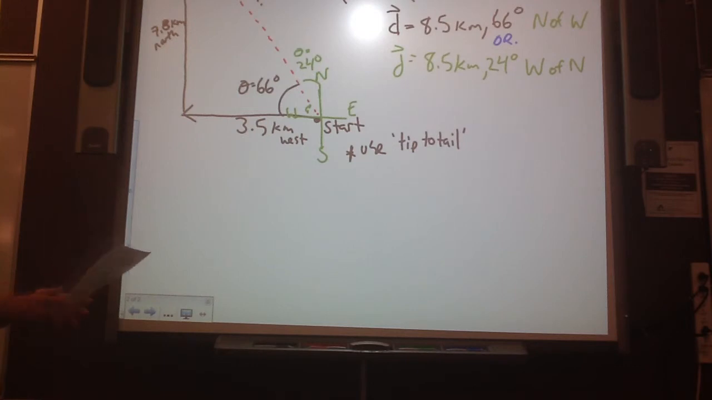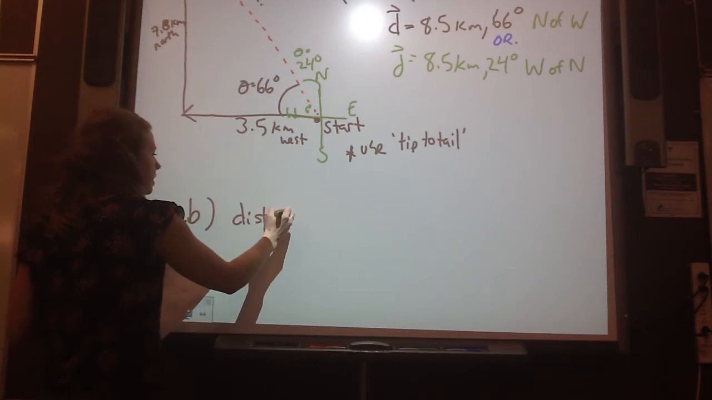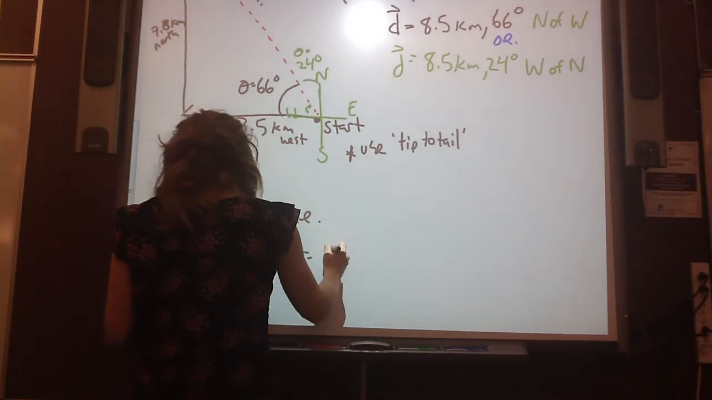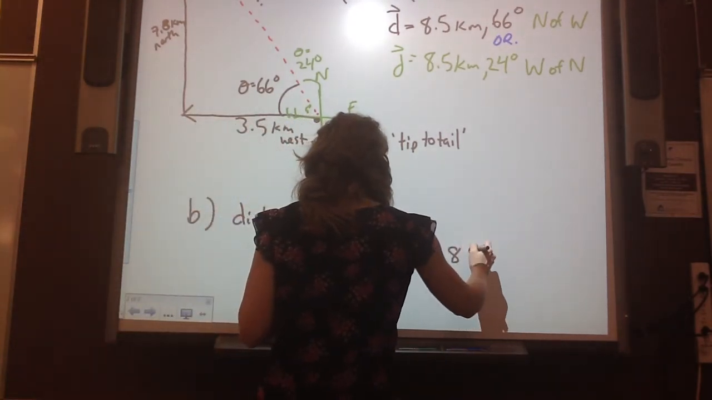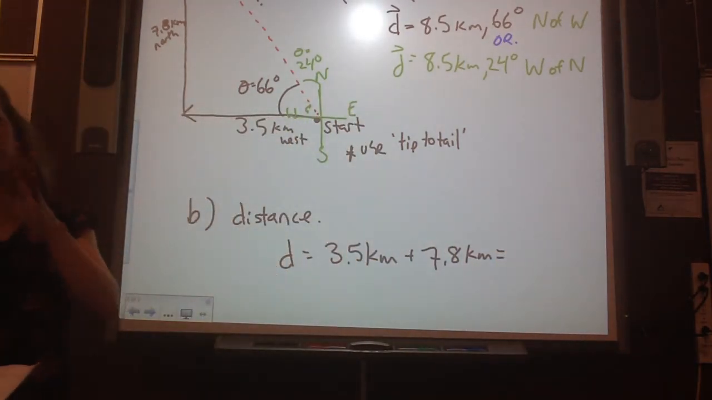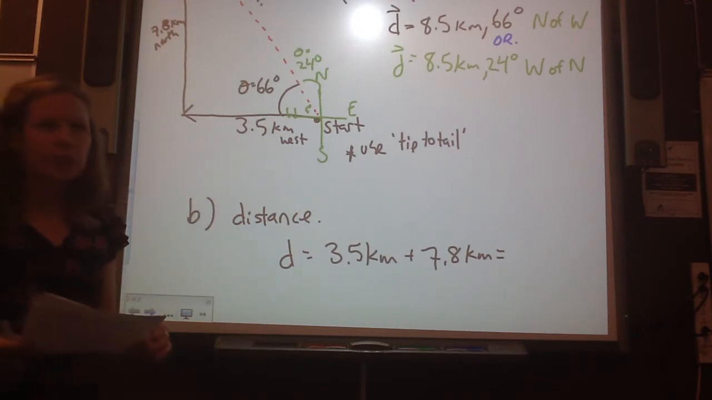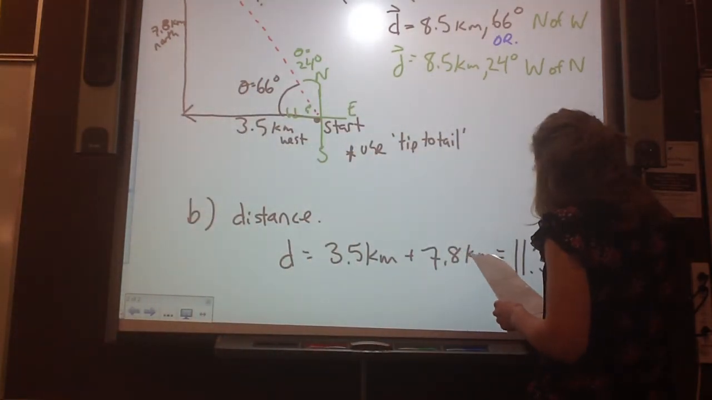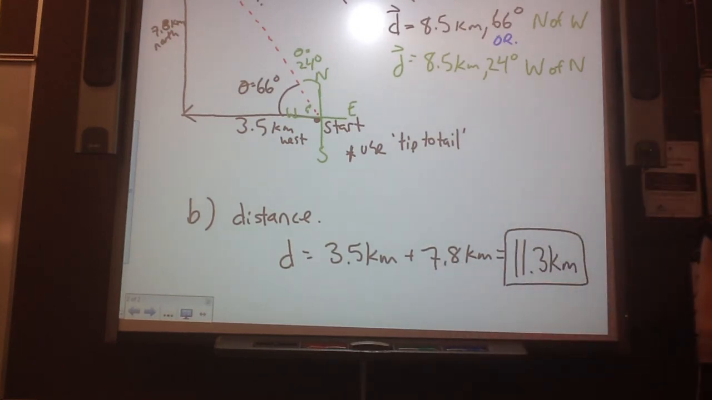Okay, so that was part A. Part B asks, what is your total distance? Well, distance is a scalar quantity, so I just add up 3.5 kilometers plus 7.8 kilometers. Because this is not the shortest route, this is your distance. How far did you physically travel? No direction, nothing. So this is just 11.3 kilometers. No direction needed because it is a scalar quantity.